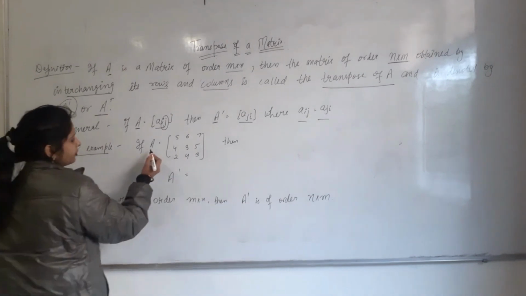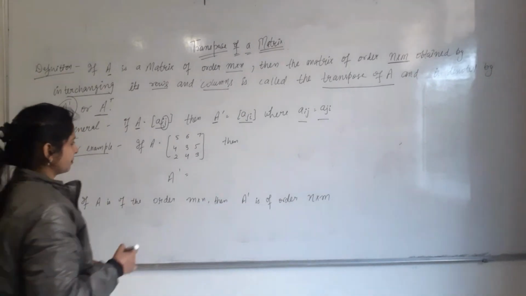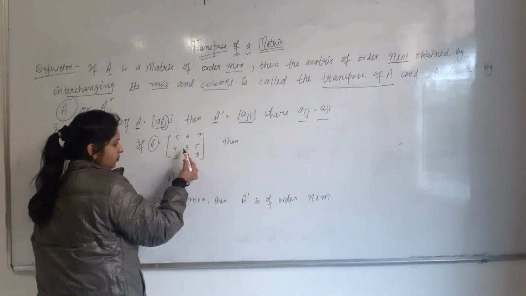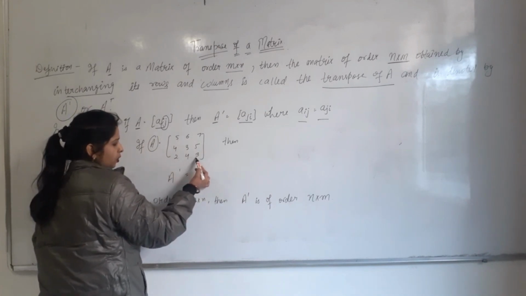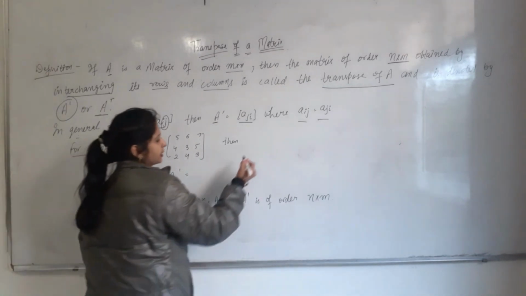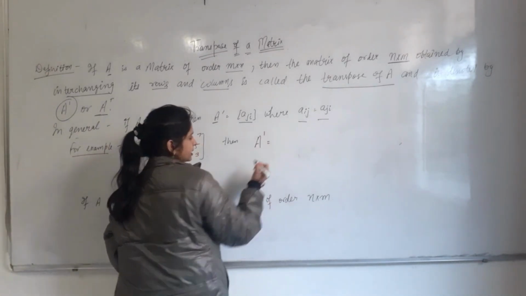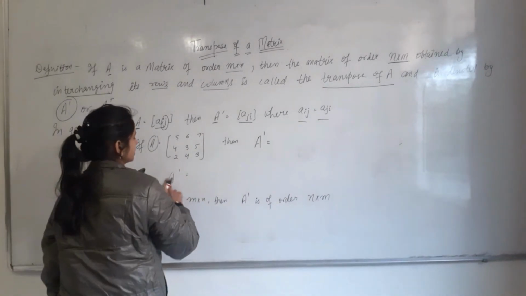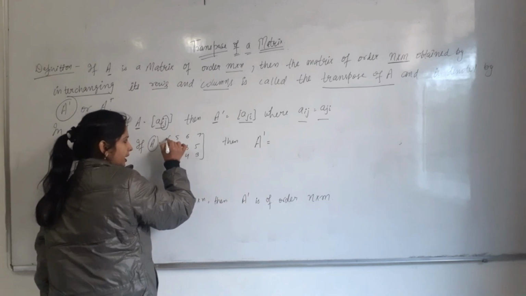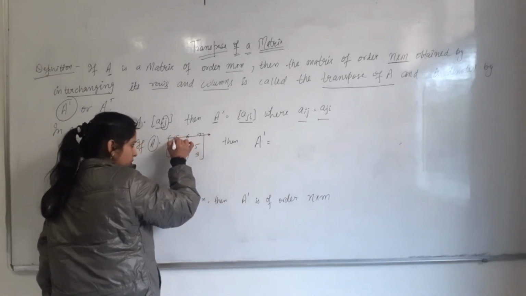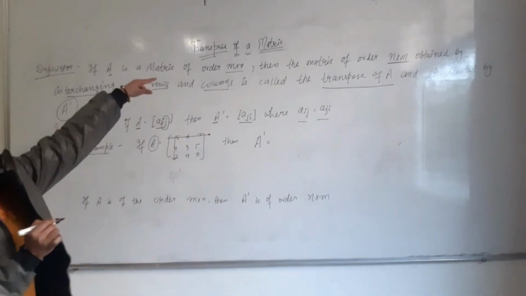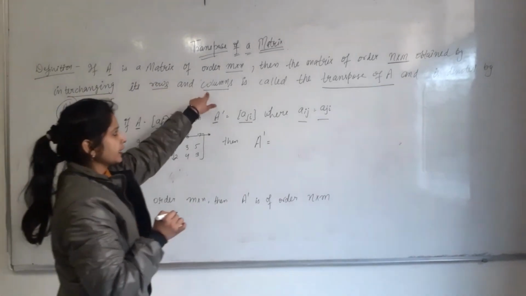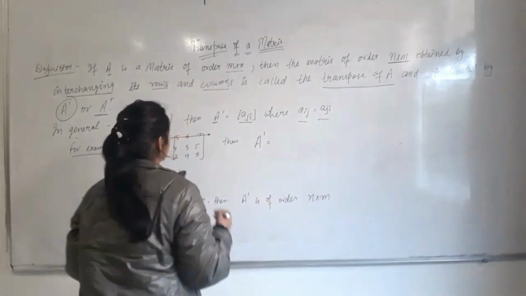For example, let us take a matrix A as 5, 6, 7, 4, 3, 5, 2, 4, 3. Then the transpose of this matrix will be, here we will convert rows to columns. In the transpose matrix, we interchange its rows and columns.